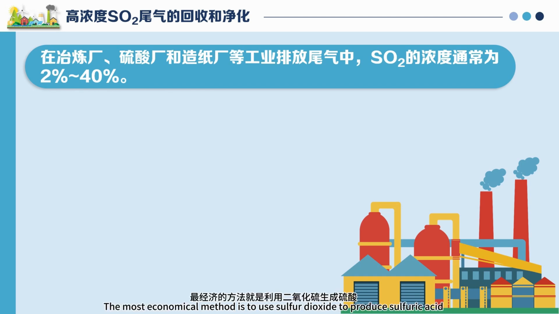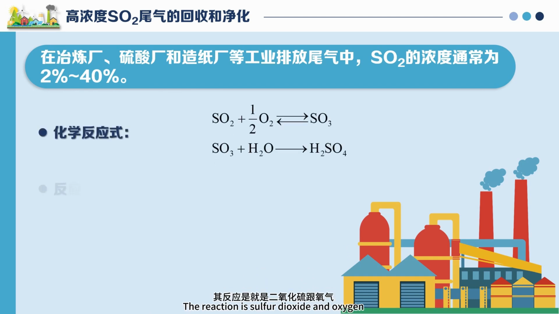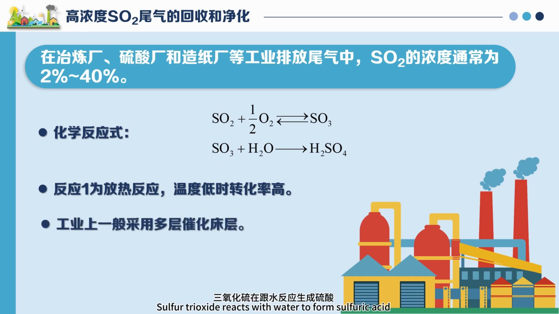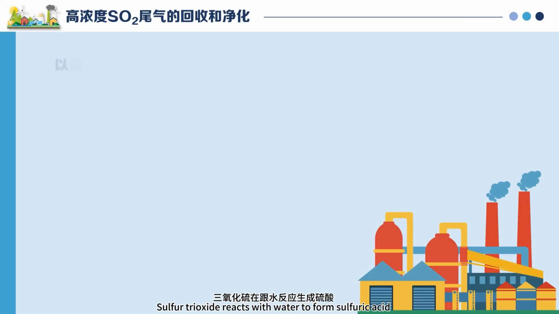The most economical method is to use sulfur dioxide to produce sulfuric acid. The reaction is sulfur dioxide and oxygen forming sulfur trioxide with vanadium as catalyst. Sulfur trioxide reacts with water to form sulfuric acid.